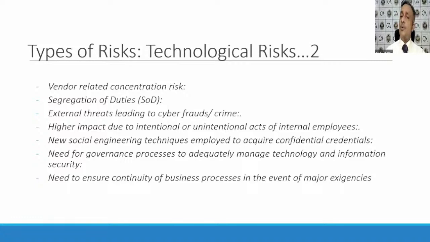Then governance has to be very important. You have SA 260, communication with those charged with governance. Governance is the top management that implements all controls in the system. And next, again very important, is to ensure going concern status and business continuity. So these are technological risks that we need to be aware of.